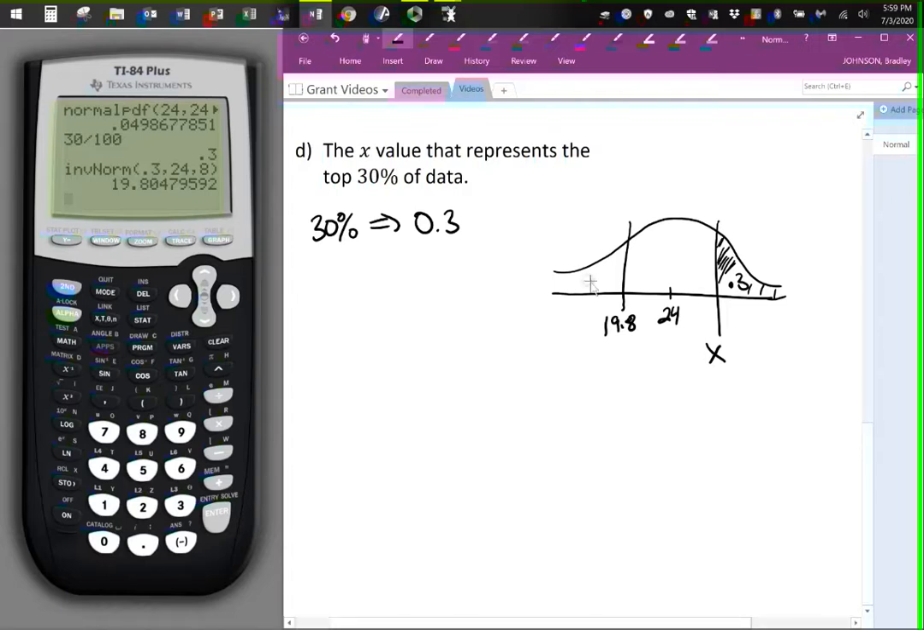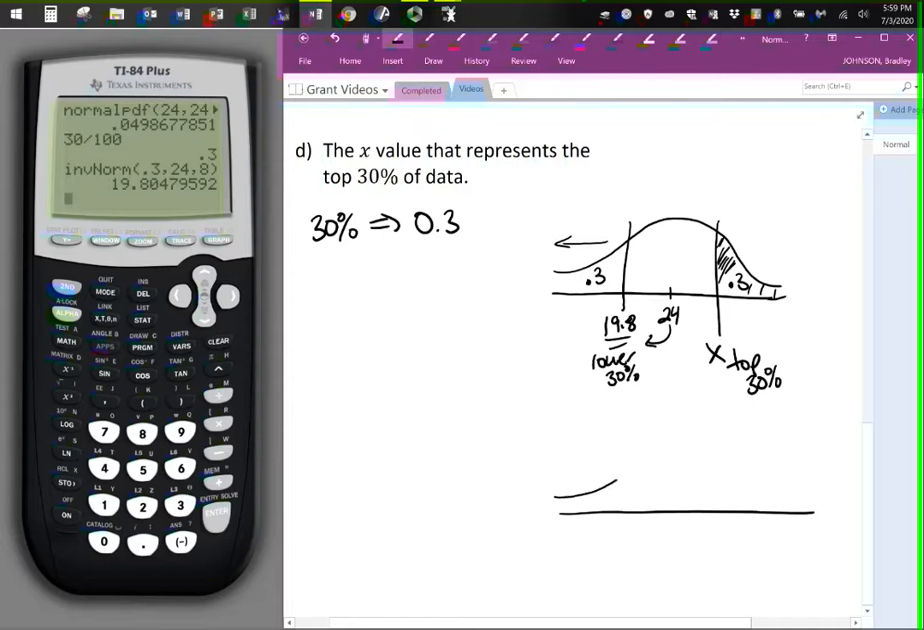Well, our calculator always reads to the left. It read inverse norm 0.3, it wanted the area to the left. So 19.8 is a little bit to the left of 24. We really found the lower 30% marking. What we want is the top 30%. So we need to do a little bit more thinking.